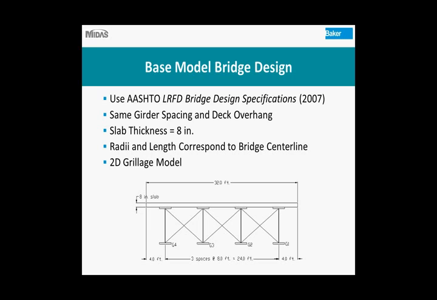So the picture there is just showing the 4-girder cross-section. We used an 8-foot girder spacing with a 4-foot overhang.